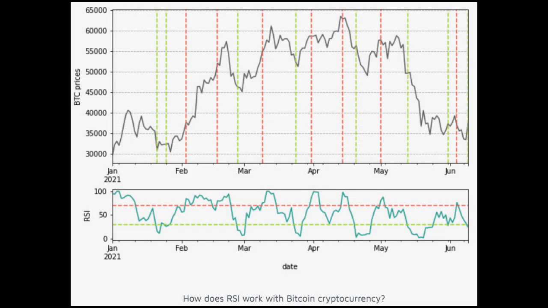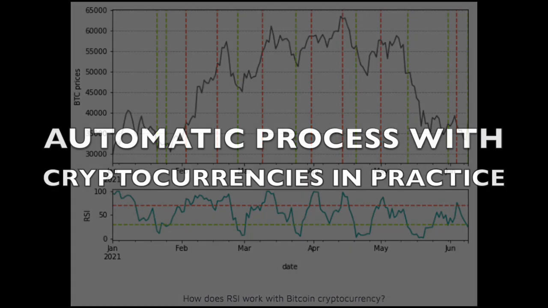RSI needs a window to compute its value. The higher the window is, the more difficult it is to reach the maximum and minimum thresholds. In the following image, there is an example with the Bitcoin price. Sometimes there are two sell orders in a row without any buy order in between. In this case, the indicator is reasserting a trend.